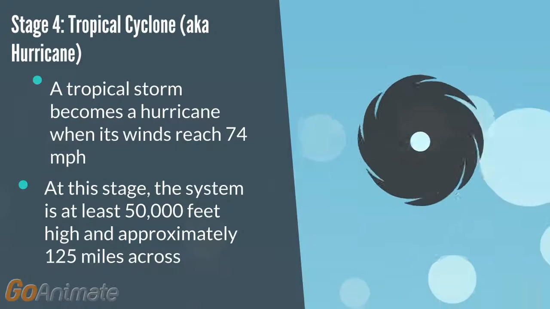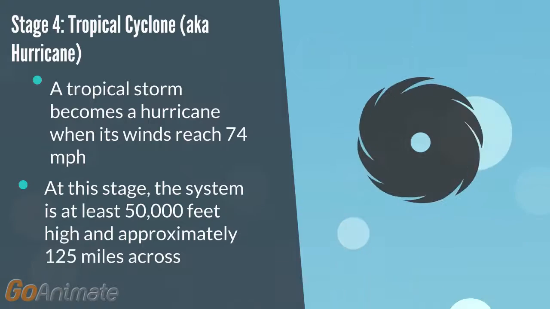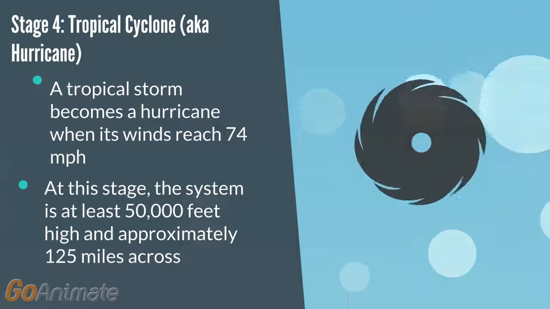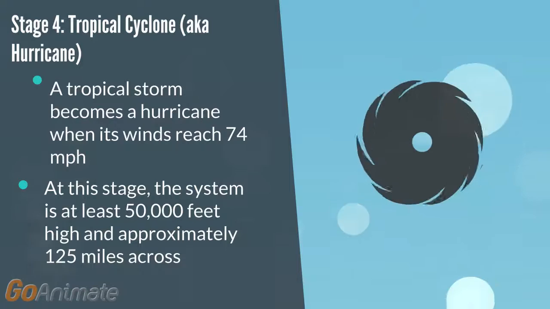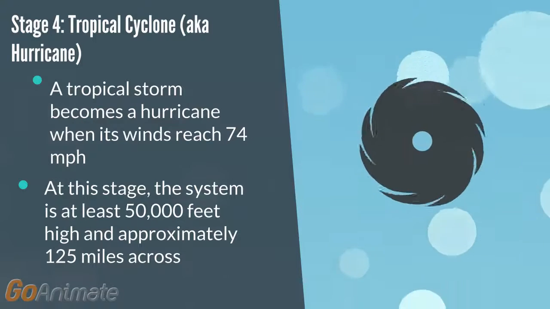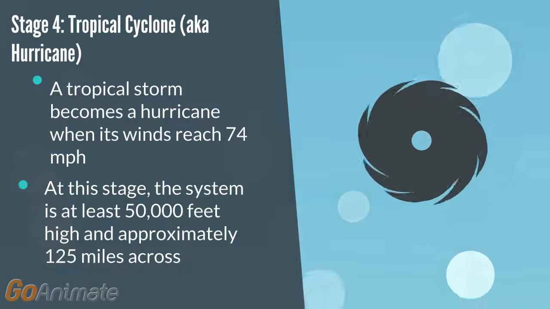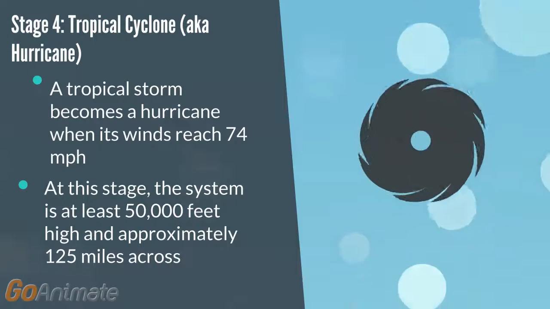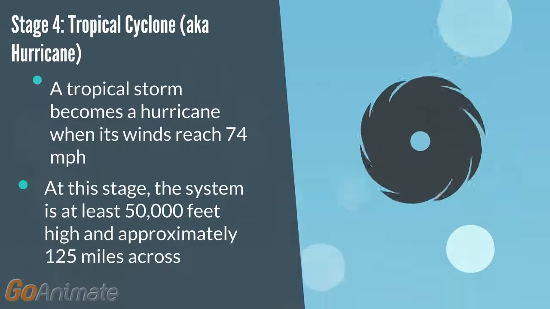Stage 4. Tropical cyclone, aka hurricane. A tropical storm becomes a hurricane when its winds reach 74 miles per hour. At this stage, the system is at least 50,000 feet high and approximately 125 miles across.